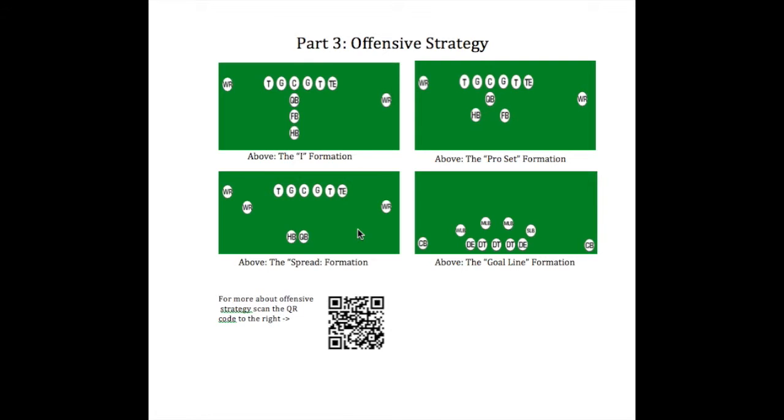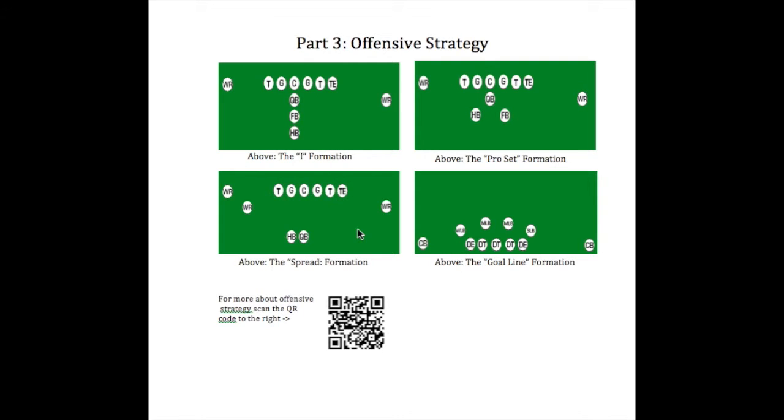Fourth, the goal line formation. The goal line formation is used when the ball is within a few yards of the end zone. The offense usually crams the box as close to the football as possible with as many bodies as possible. Offensively, this means 0 wide receivers, 3 tight ends, and 2 running backs.